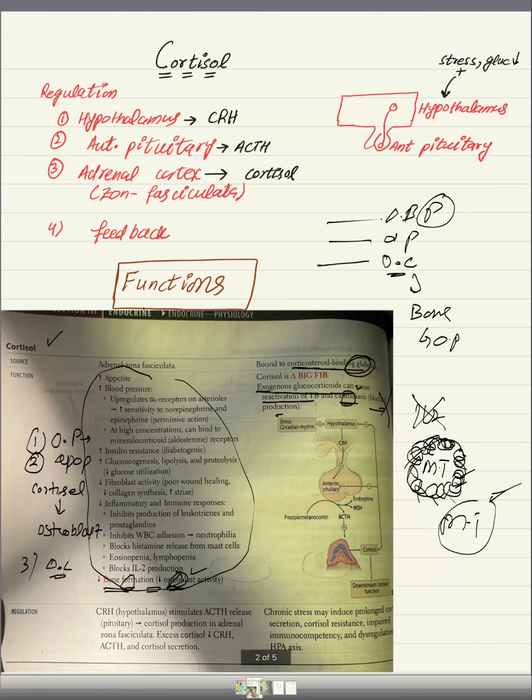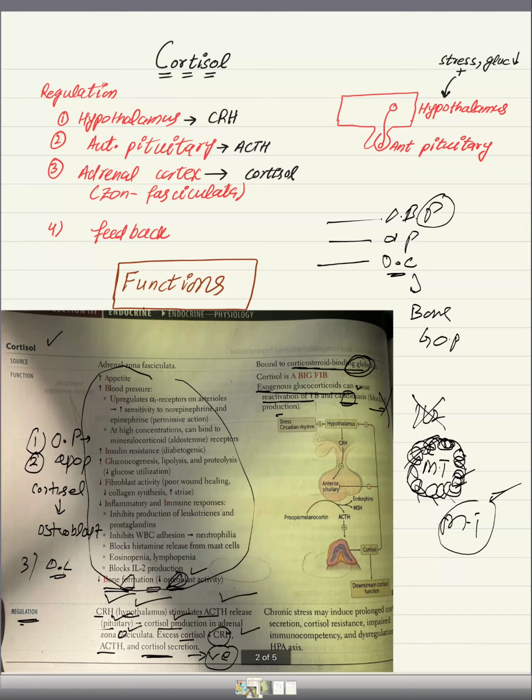This regulation part I already explained. CRH is produced from the hypothalamus, it stimulates ACTH from the pituitary, which stimulates cortisol production. This is produced from the zona fasciculata. If you have excess cortisol, it will inhibit the CRH, ACTH, and cortisol secretion, which is called negative feedback. So all these things I already explained.